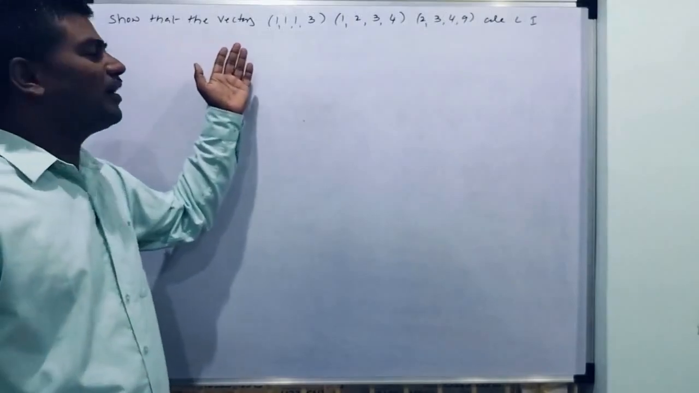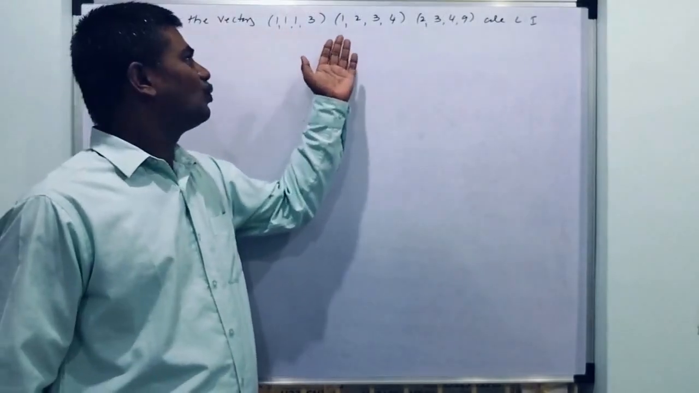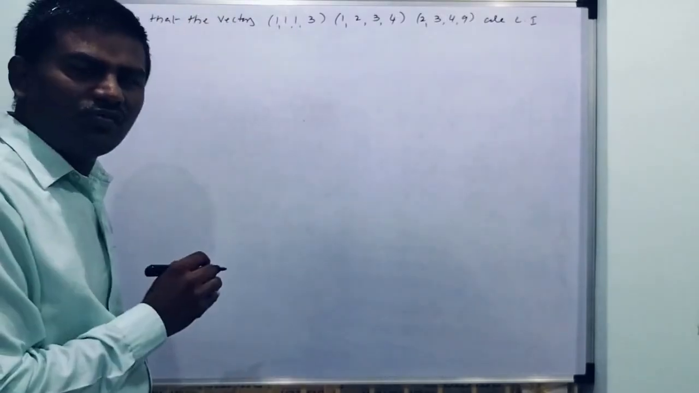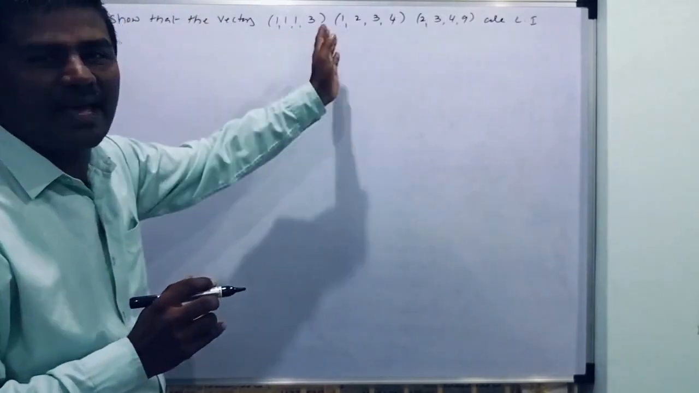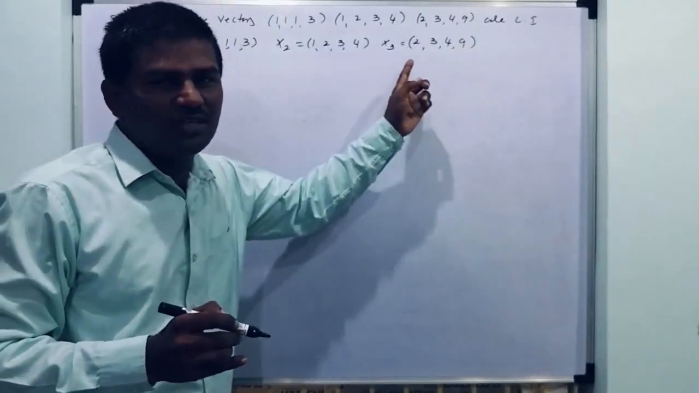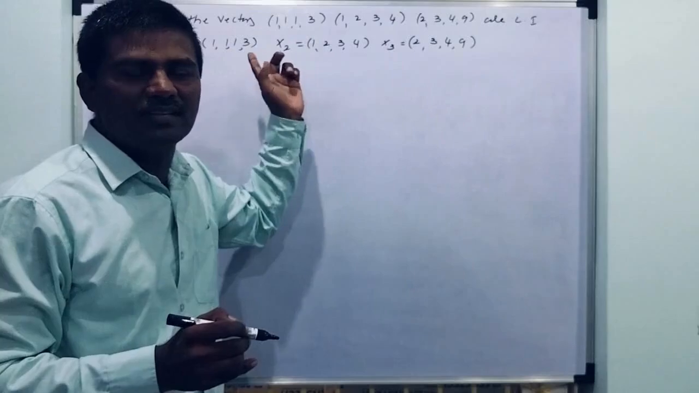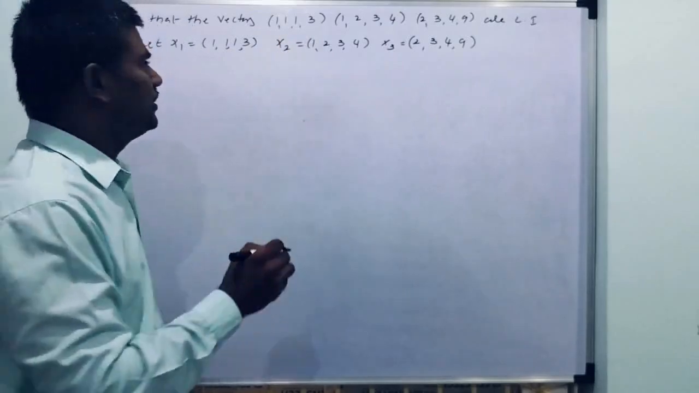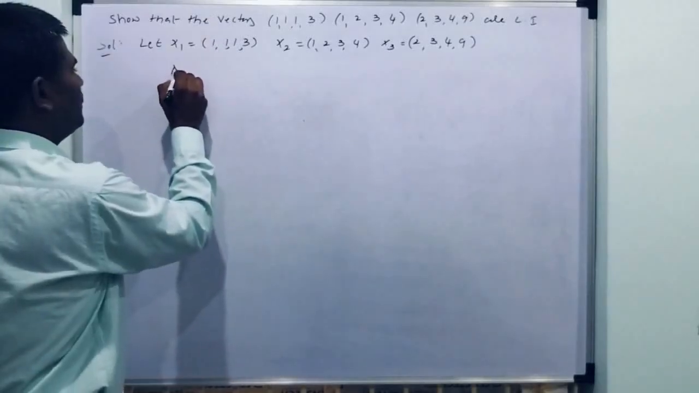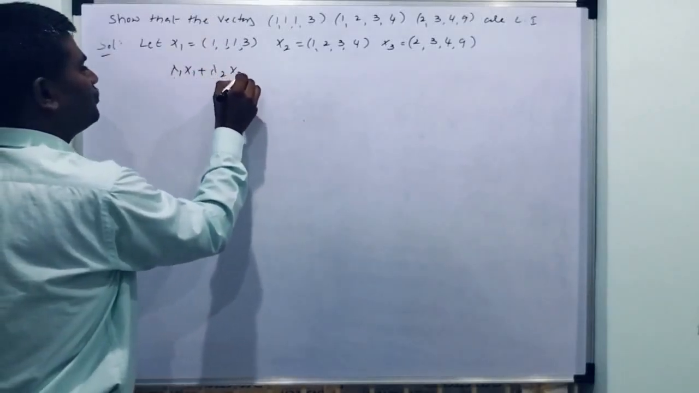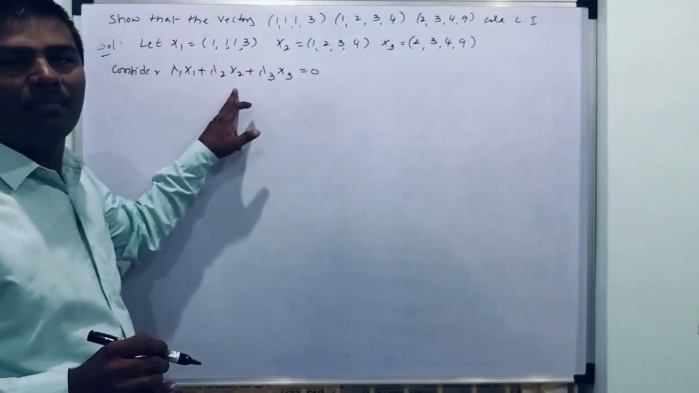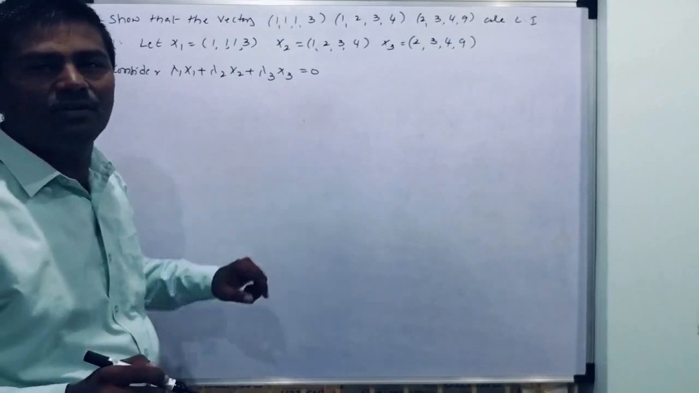Show that the vectors (1, 1, 1, 3), (1, 2, 3, 4), (2, 3, 4, 9) are linearly independent. First of all, let us call these vectors x1, x2, x3. Now, let us write the linear combination of these vectors by considering the scalars lambda 1, lambda 2, lambda 3. You need to equate that to 0. So, consider lambda 1 x1 plus lambda 2 x2 plus lambda 3 x3 is equal to 0.